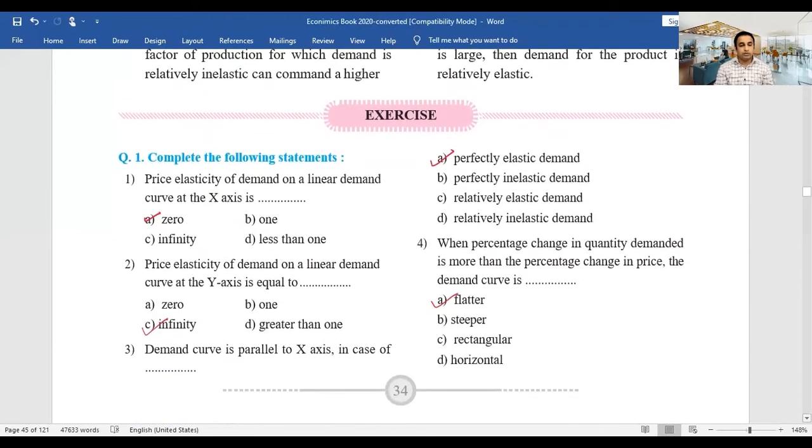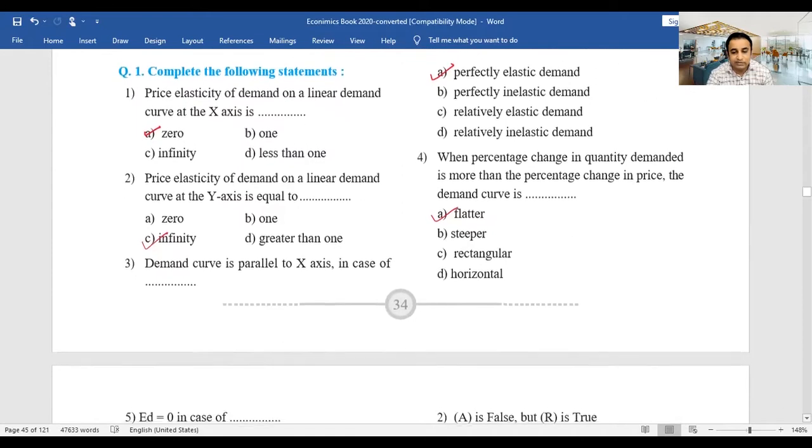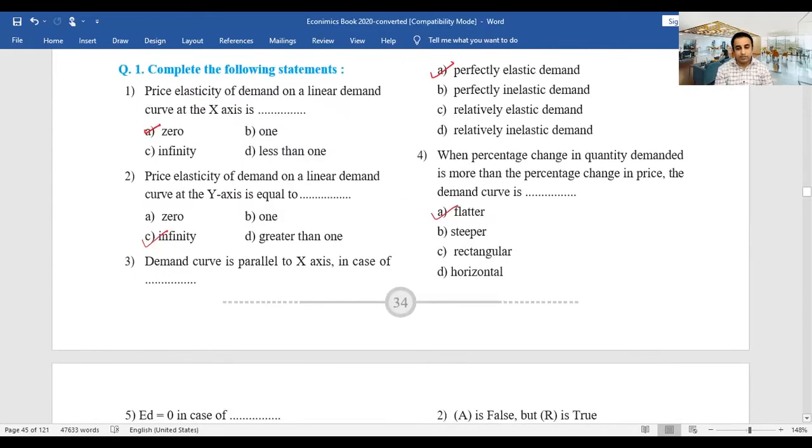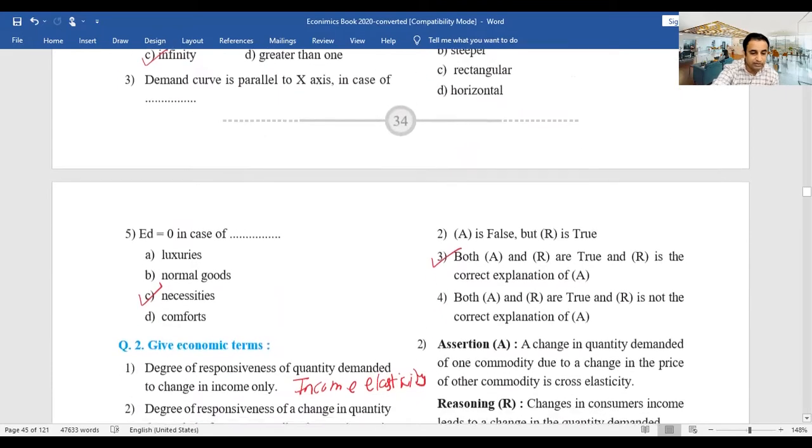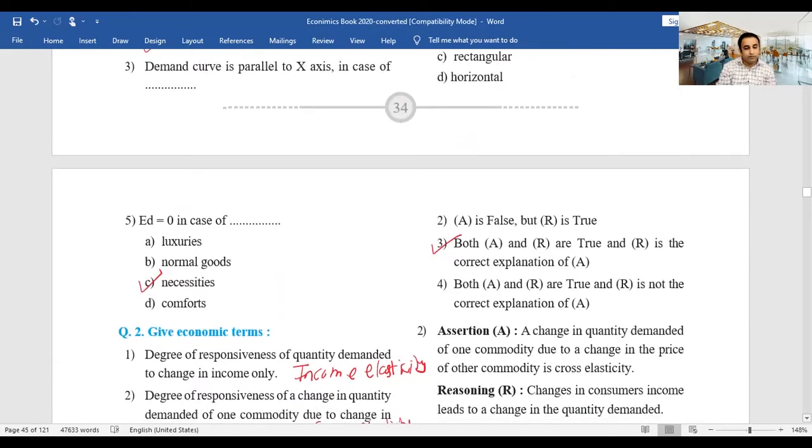So first question is question number 1. Complete the following statements. So price elasticity of demand on a linear demand curve at x-axis is 0. Price elasticity of a demand on a linear demand curve at y-axis is infinity. Demand curve is parallel to x-axis in case of perfectly elastic demand. Option A. Next, when percentage change in quantity demanded is more than percentage change in price, demand curve will be flatter. Now ED is 0 in case of necessaries.